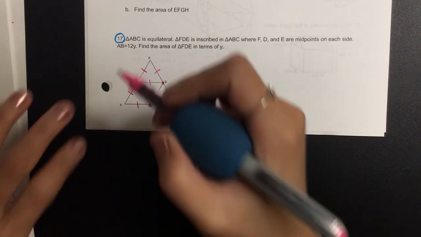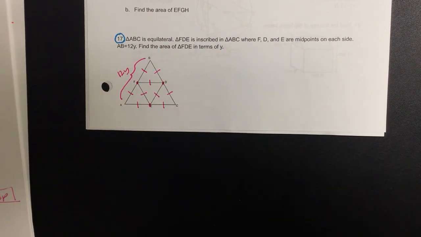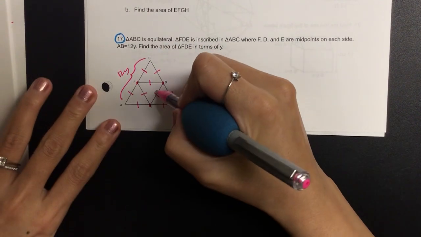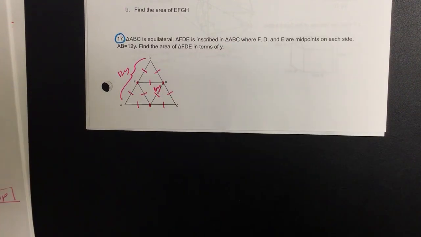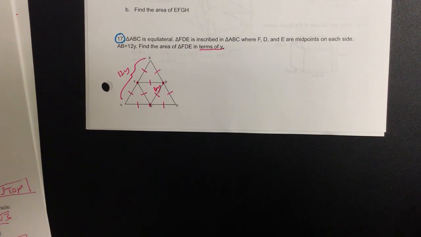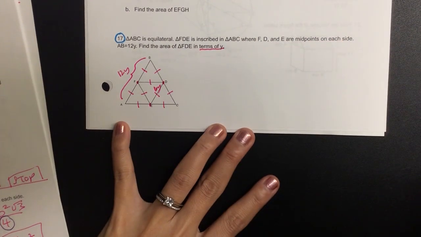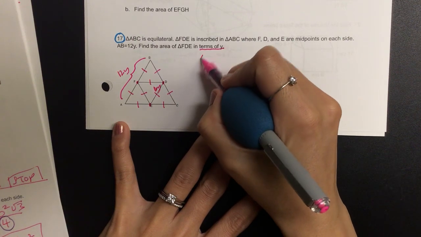Okay? So one given information is that AB is 12y. This is 12y. So what does that mean for one segment? 6y. And it says in terms of y, that means I want the equation with the y and not a whole number. So let's write out our equation of the area for equilateral.